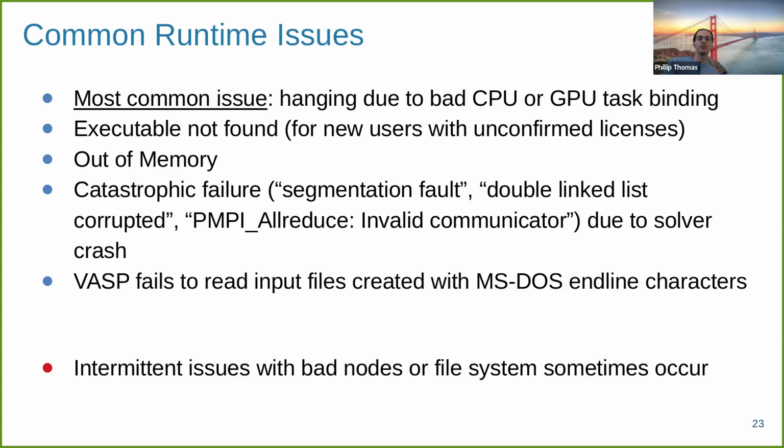Finally, keep in mind that from time to time, there are intermittent issues with either bad nodes or the file system or the communication network that happen on a large system such as Perlmutter. So occasionally jobs will fail for reasons that are no fault of the users. And then once these issues are fixed, the job should run normally.